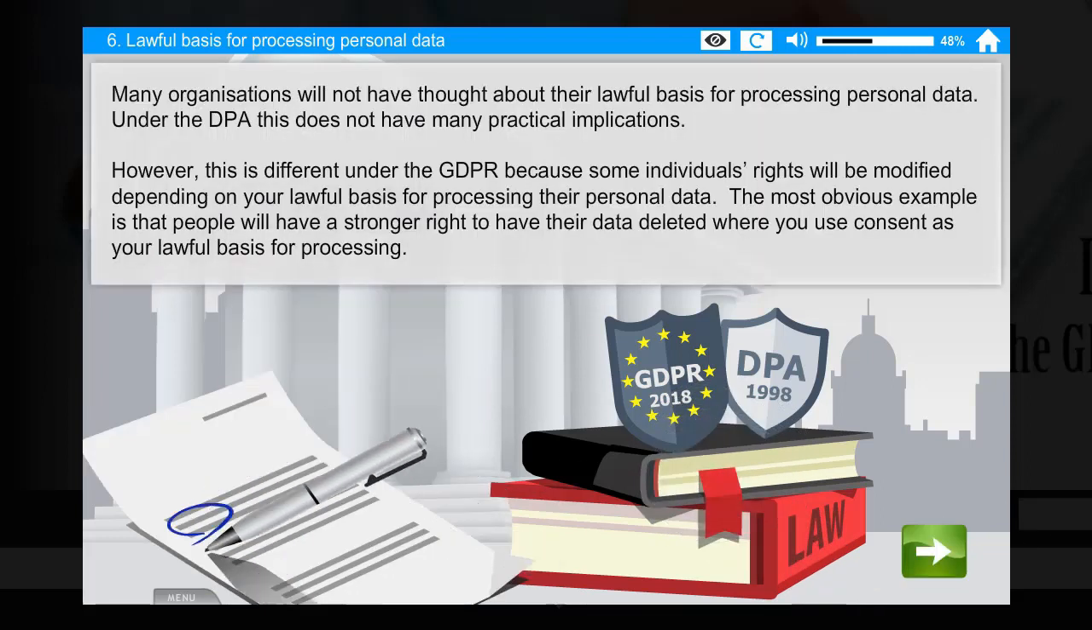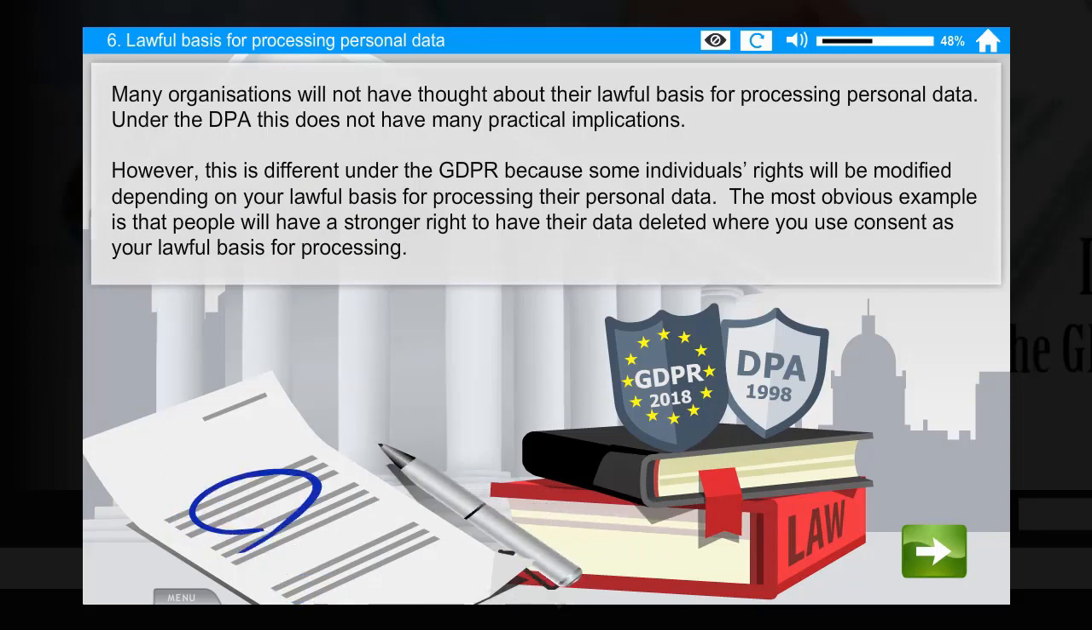Many organizations will not have thought about their lawful basis for processing personal data. Under the DPA, this does not have many practical implications. However, this is different under the GDPR because some individuals' rights will be modified depending on your lawful basis for processing their personal data. The most obvious example is that people will have a stronger right to have their data deleted where you use consent as your lawful basis for processing.